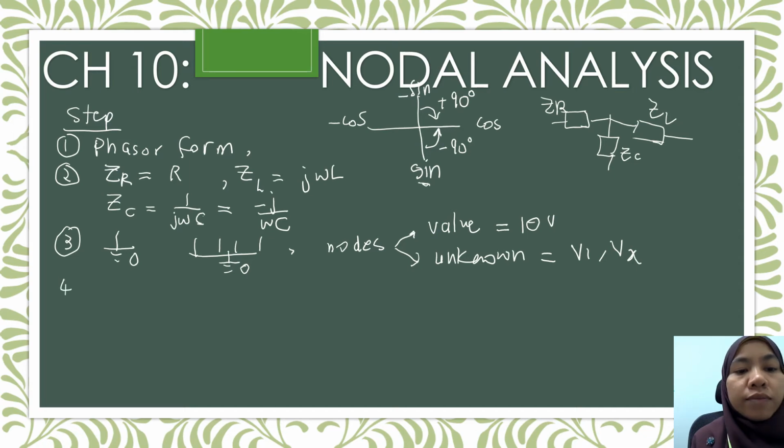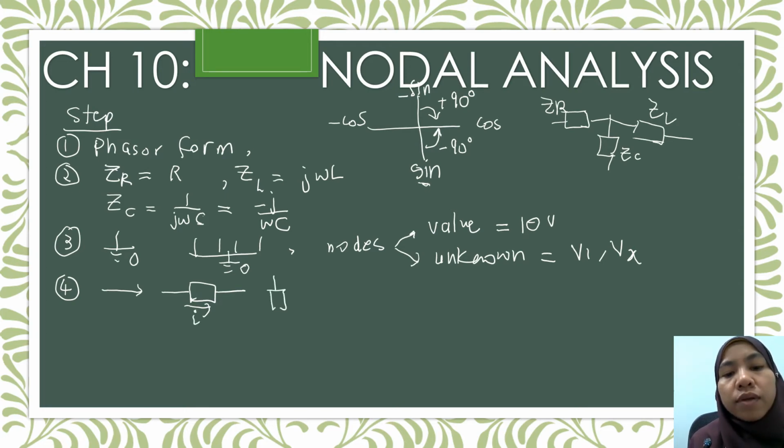Right, number 4, give the current direction of each element. In my class, usually horizontal, we have current flowing from left to right, and vertical from up to down. It is okay to assign from right to left or left to right or up to down, down to up, no problem. But you need to follow the passive sign convention of each element.